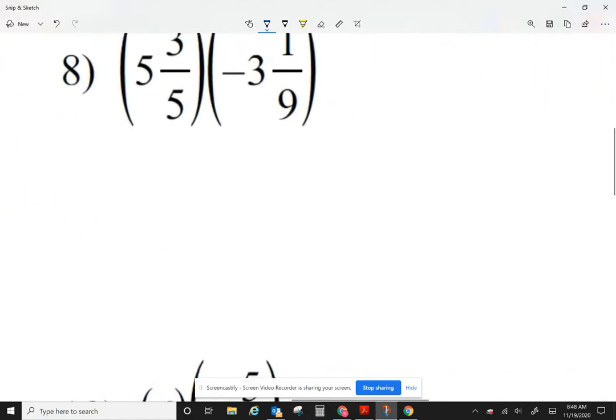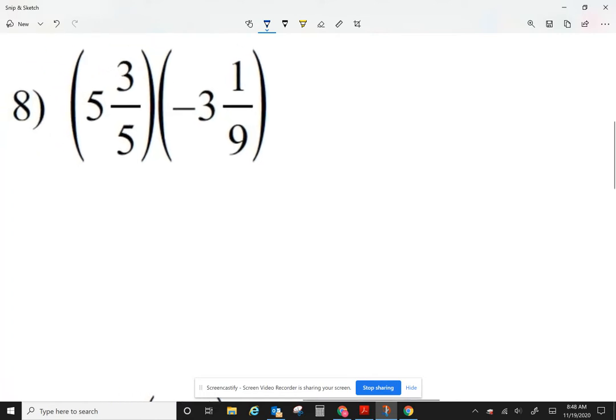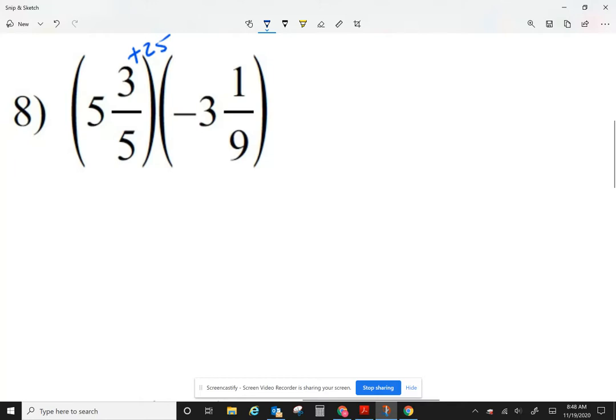Let's take a look at question number 8. Looking at my first fraction, let me multiply these two. 5 times 5, that gives me 25, and I'm going to add that to the top. I'm going to get 28 over 5. My next fraction, I'm going to go 3 times 9, that's 27. I'm going to add that to the top, and that gives me 28 over 9.